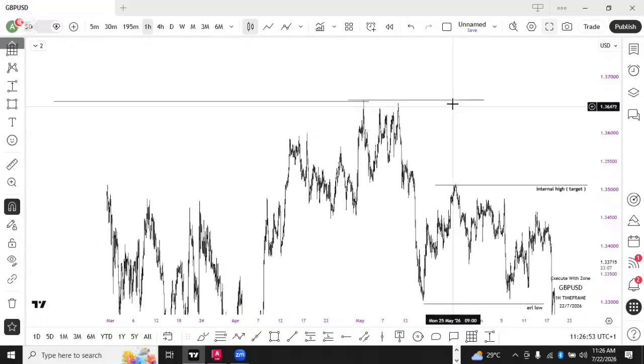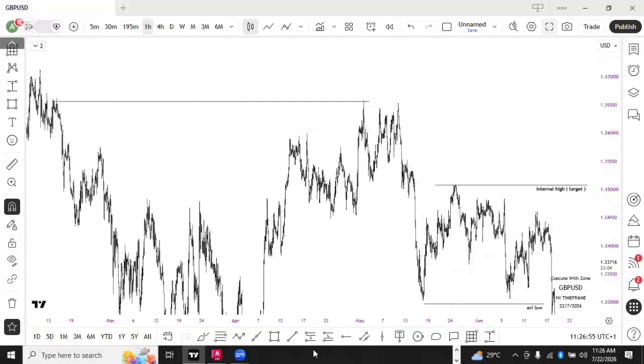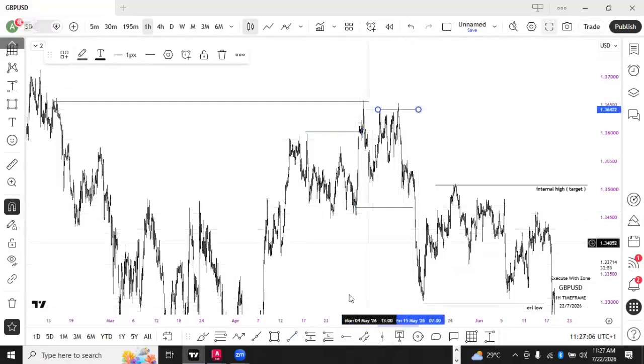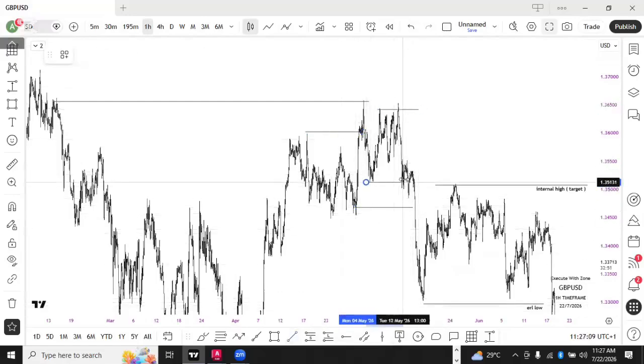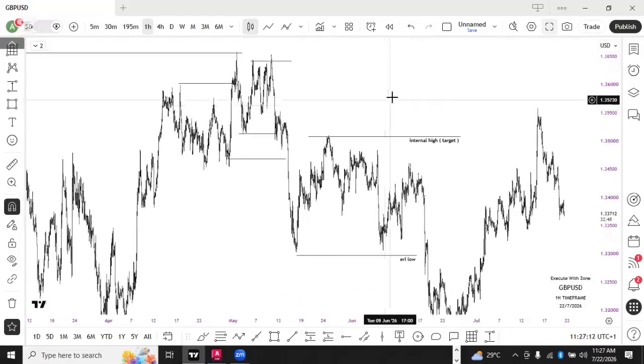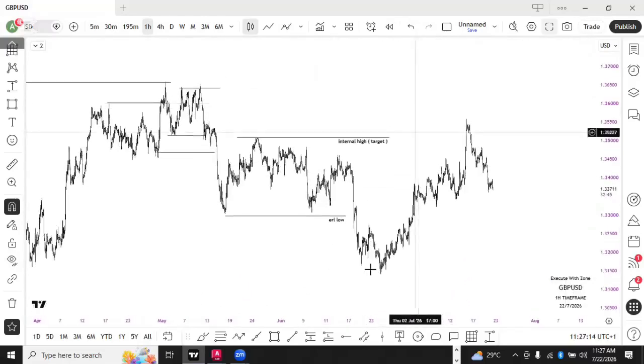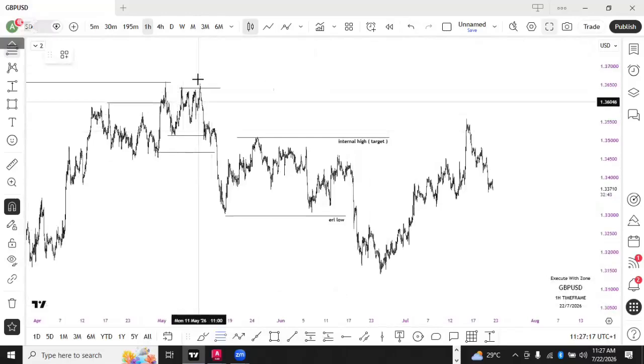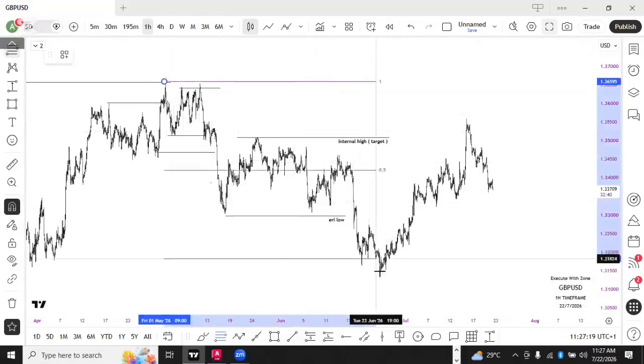So did it sweep liquidity? That's another thing you need to ask yourself. It swept this liquidity before breaking it to the downside. It also swept another liquidity here before breaking this to the downside. So this is now where I'll be drawing my dealing range, from this high here to this here.